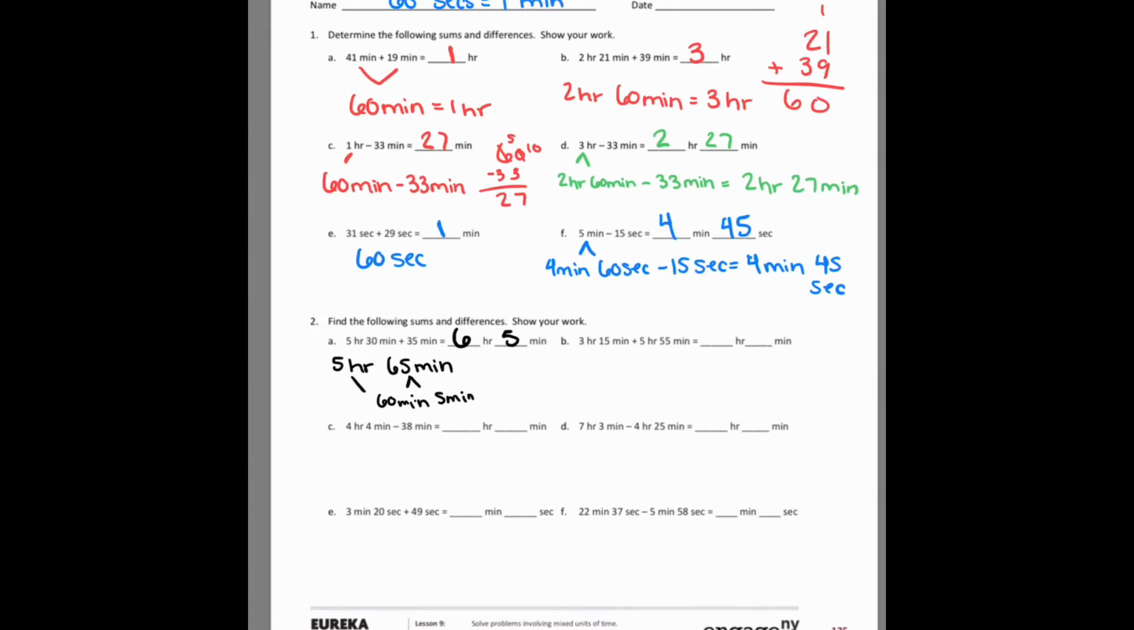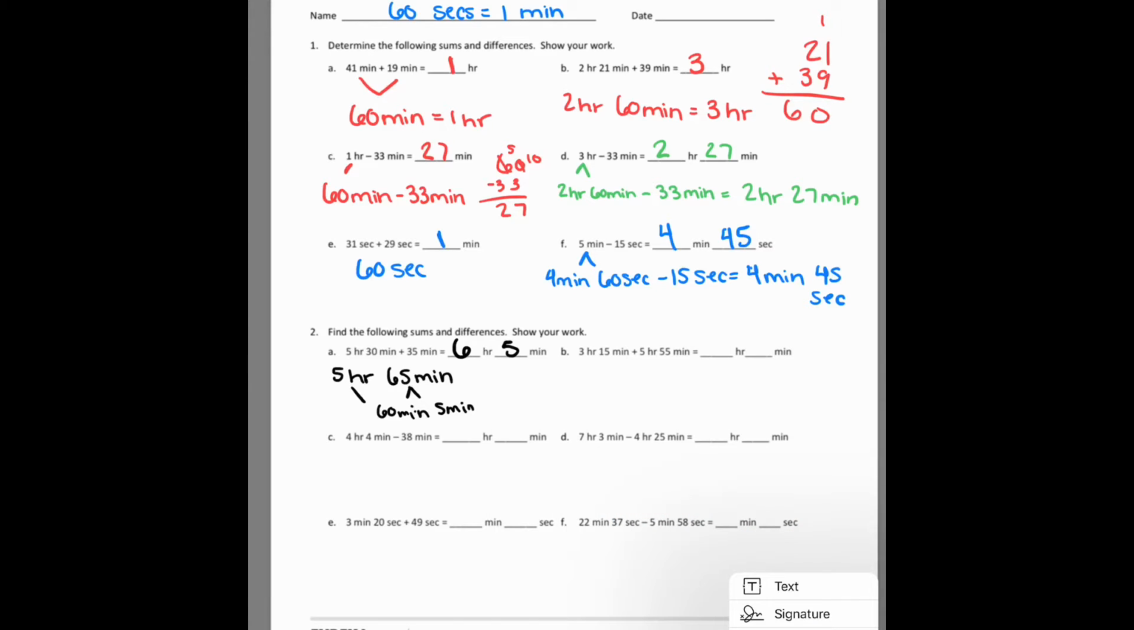All right, let's look at part B. We got 3 hours and 15 minutes plus 5 hours and 55 minutes. Let's add our hours together first. 3 hours plus 5 hours is 8 hours. 15 minutes plus 55 minutes would actually give us 70 minutes. Well, 70 minutes is more than an hour, so we're going to break up that 70 minutes into 60 and that extra 10. Well, that 60 minutes will give us an extra hour, so we really have 9 hours and 10 minutes.